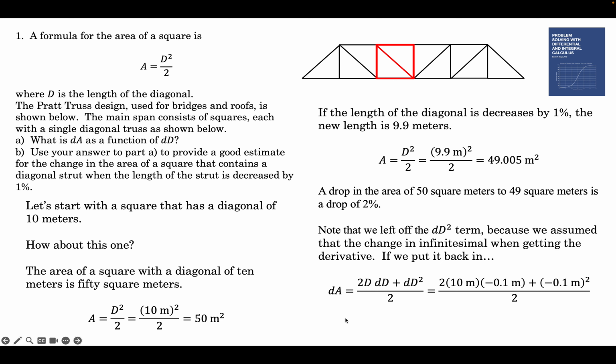So this is the exact equation. This is the difference equation. And if you plug in, dA is minus 0.995. So 50 square meters minus 0.995 square meters is exactly 49.005 square meters. So if you leave out the dd squared term, it's going to be a little bit off. And if you put it back in, it's going to be exact. That's differential calculus.